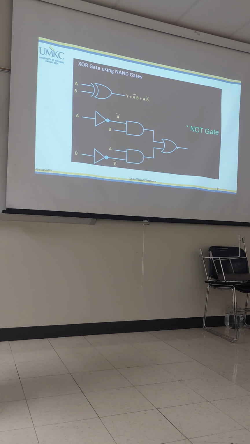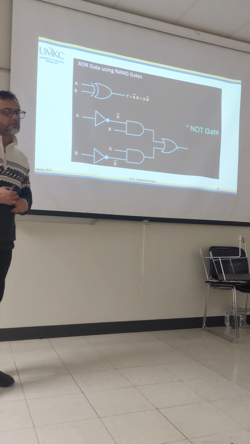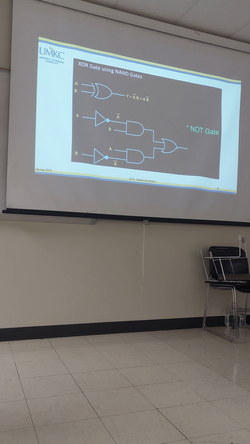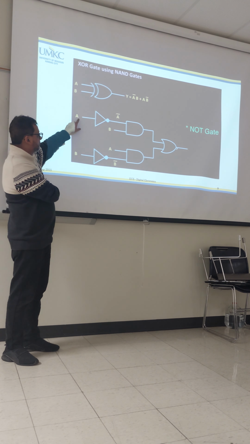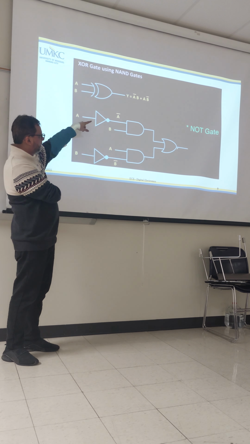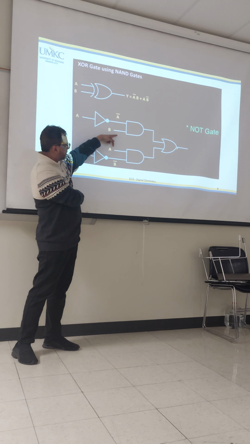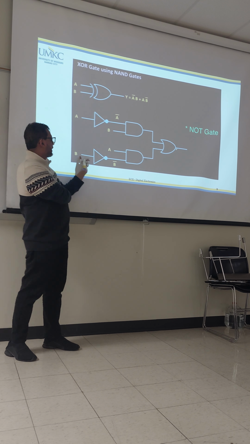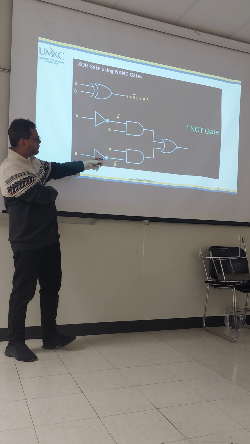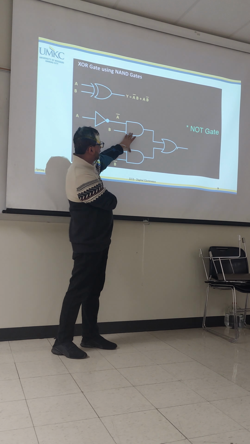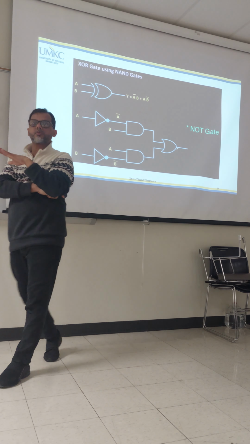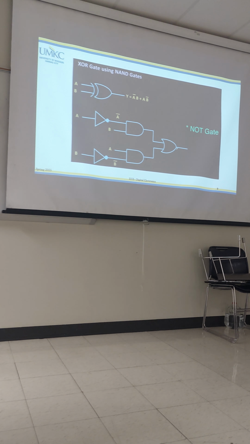XOR gate. What is the XOR? The output will be high when both inputs are opposite, right? A bar B plus A B bar. This is how we can usually implement this one. The A input is given to the inverter circuit, then the output of the inverter is given to the first AND gate, and we also give the B input here. On the other hand, we give the input B to an inverter circuit, then the output of this goes to the second AND gate. Then the outputs of these two AND gates are given to the OR gate. So this was the common one. But we are trying to implement this using NAND gates.